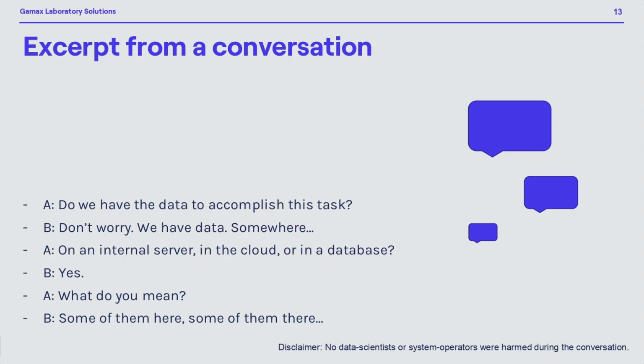So let's start with a theoretical excerpt from a conversation. Do we have the data to accomplish some kind of task? B answers, don't worry, we have the data somewhere. And there comes the question: on an internal server, in the cloud, or in a database? Yes. What do you mean? Some of them here, some of them there.